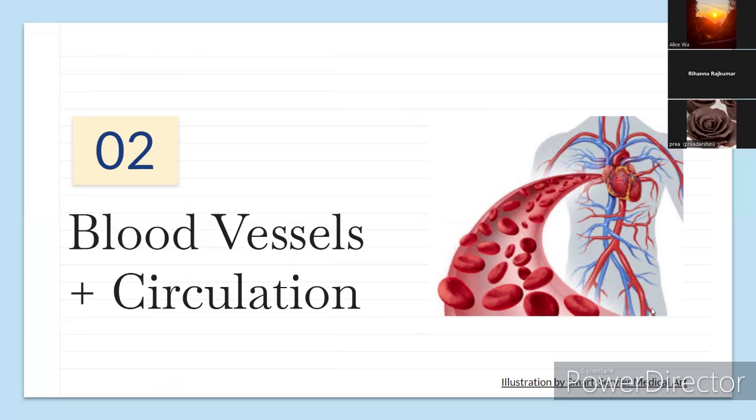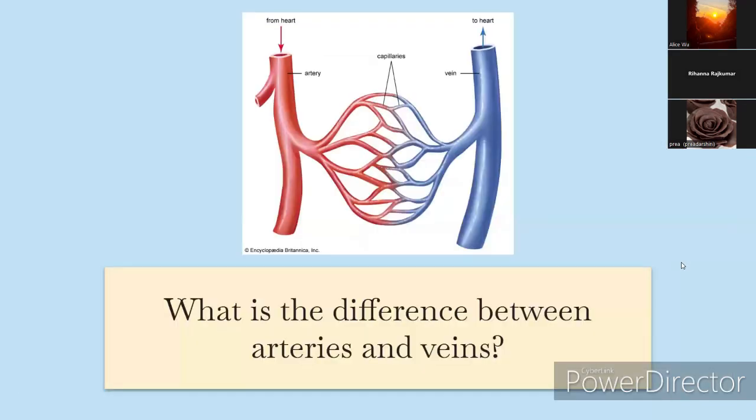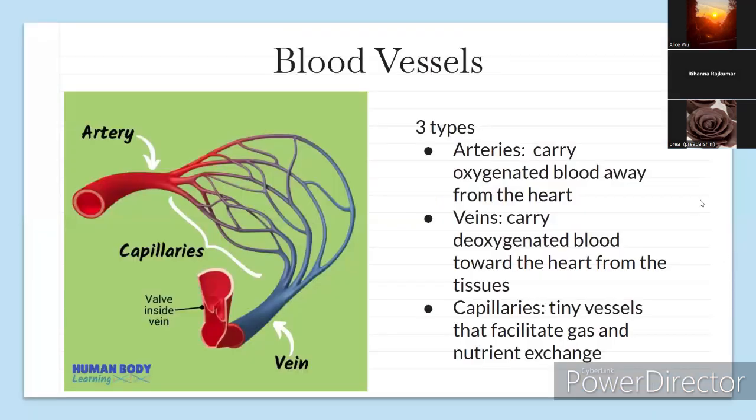Okay, so now we're going to go over each of the components of the cardiovascular system, and we're going to start off by talking about blood vessels and circulation. Just a quick question, does anyone know the difference between arteries and veins? You can just unmute and answer. Arteries, I think they carry oxygenated blood while veins carry deoxygenated blood mostly. Yes, that's perfect. That's exactly the difference.